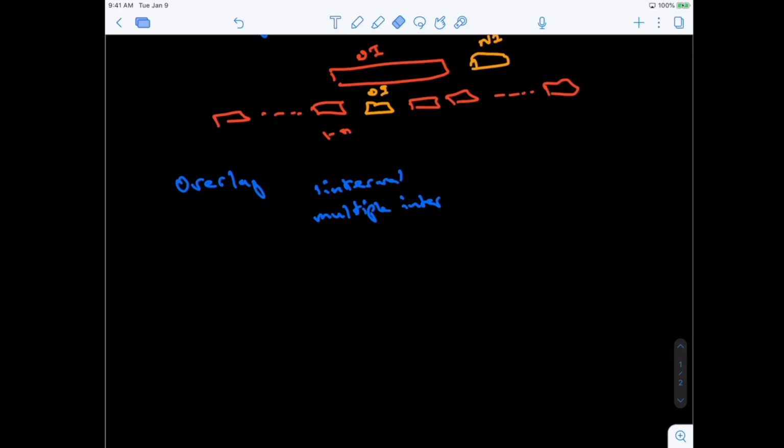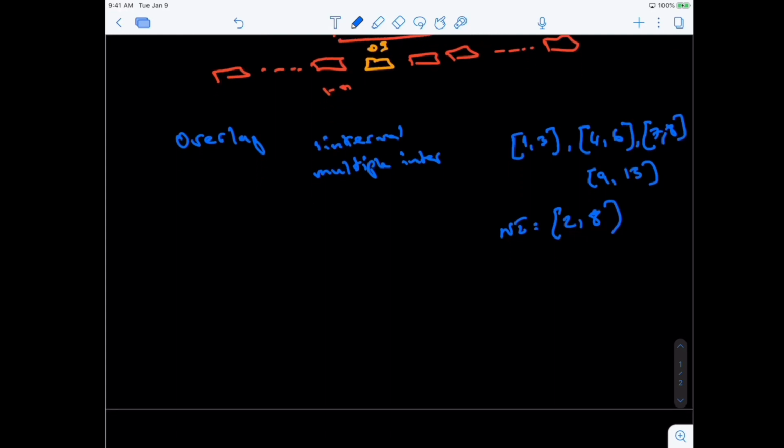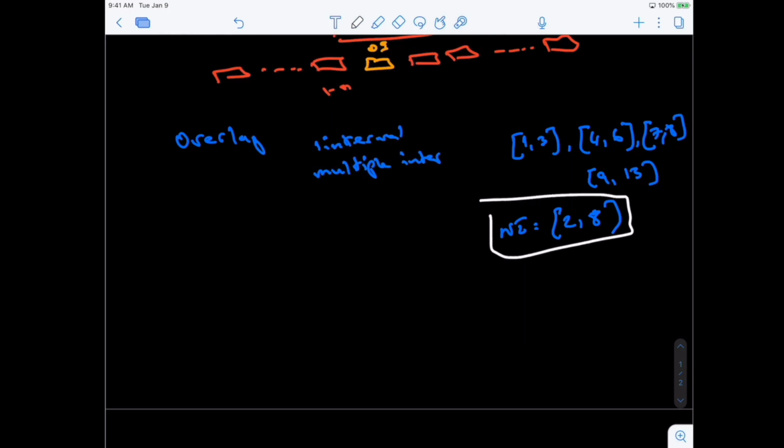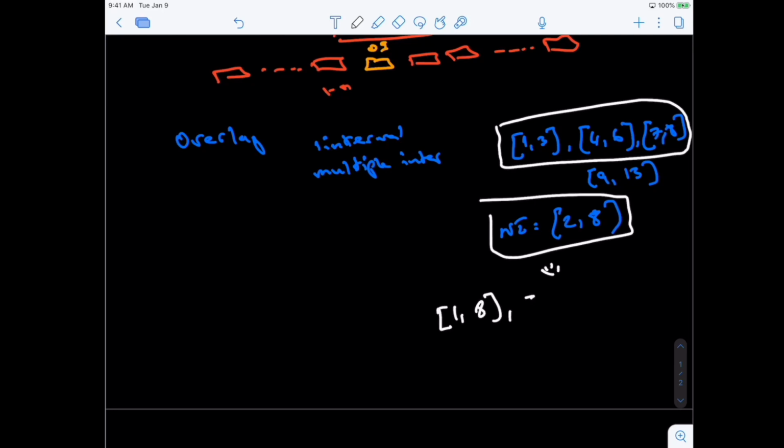We can also have an overlap with multiple. So let's say maybe we have 1, 3, we have 4, 6, 7, 8, and then 9, 13. And let's say the new interval maybe is 2 all the way up to 8. Then in this case, our new interval overlaps with all three. And so the result needs to be 1 all the way to 8, and then 9, 13. So that's also a possibility, okay?